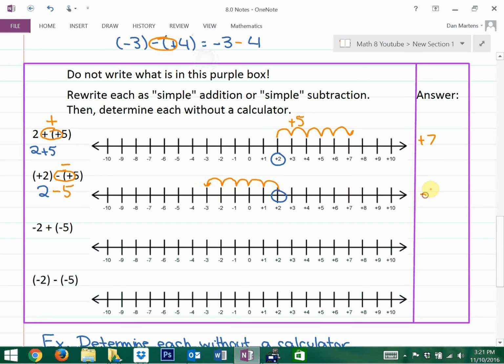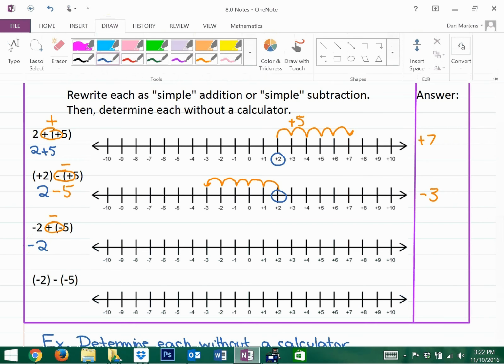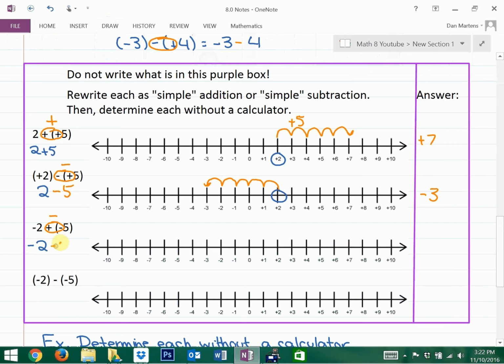And that ends up at negative 3. Okay? Make predictions about the next two. If you want to pause the video, that would be useful for you. Again, you're not writing this down, but this is the same as simple subtraction. So if you'd like to change this question, this is negative 2, and instead of adding negative 5, this could be the same as negative 2 minus 5.